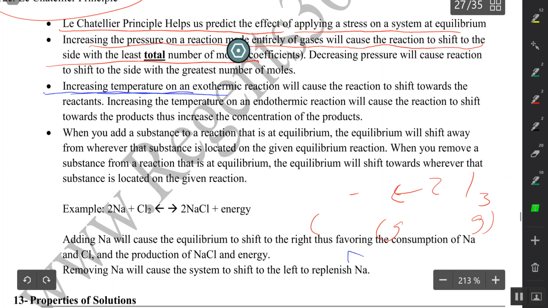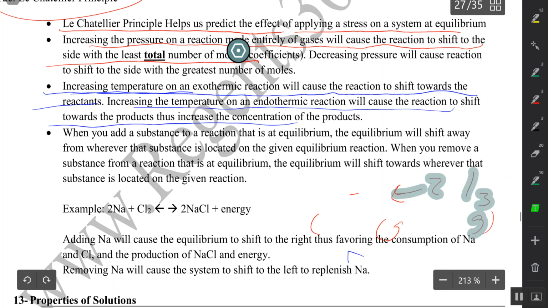Increasing the temperature on an exothermic reaction will cause the reaction to shift towards the reactants. Increasing the temperature on an endothermic reaction will cause the reaction to shift towards the products. So let's take a look at this reaction here. We have the production of sodium chloride, table salt. Obviously, this reaction is exothermic because we are releasing heat. The heat is on the right side of the reaction, so we're releasing heat.